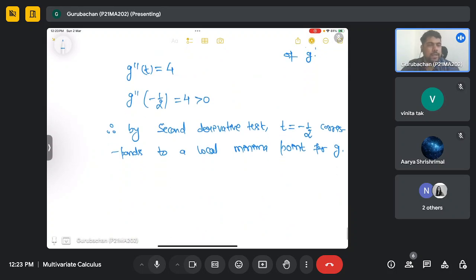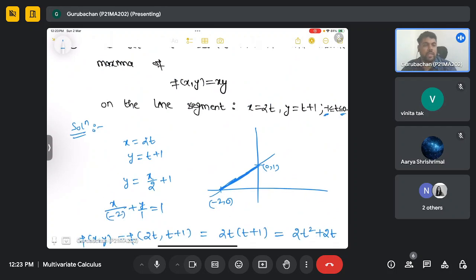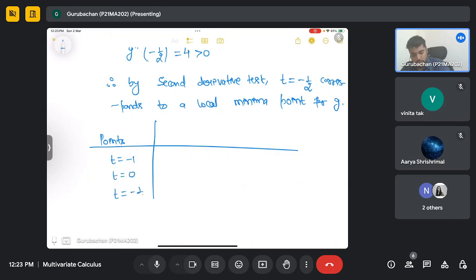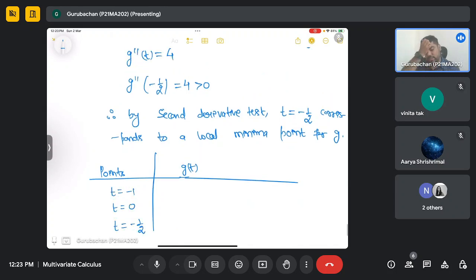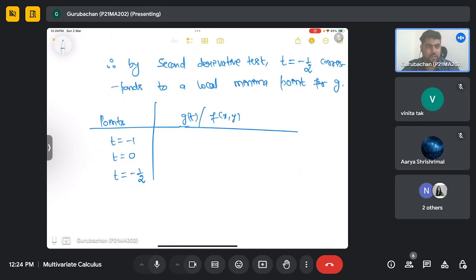So we have one point, t equal to minus half, and the other 2 points are this minus 1 and 0, that is the boundary points. So we need to check what are the points. In fact, I would write t is minus 1, t is 0, and our critical point is t is minus half. So function value, that means here g(t). Since our f(x, y) is converted into g(t), the absolute minima or maxima of this g(t) is the same as the absolute minima or maxima of f(x, y).